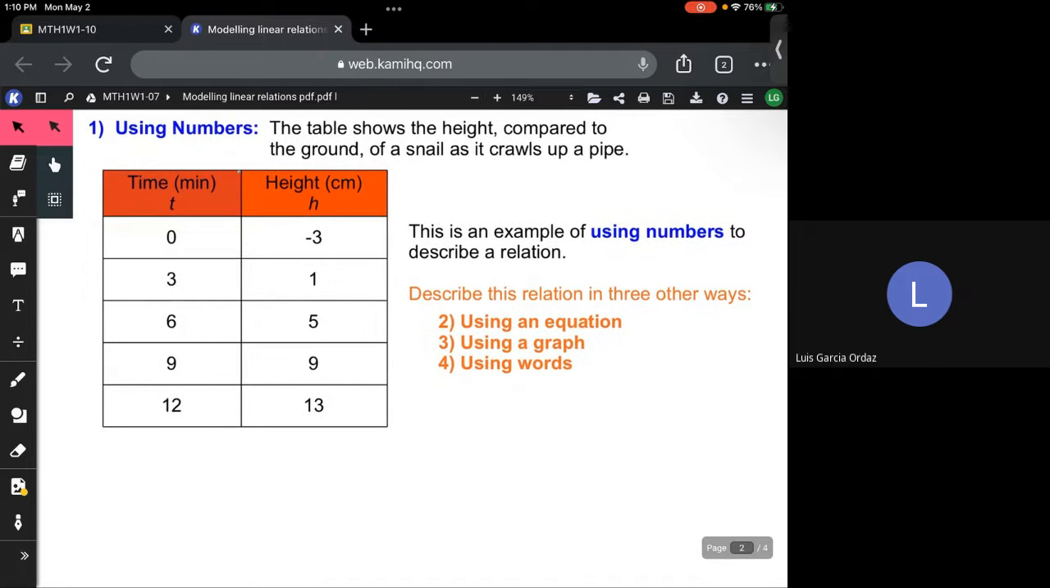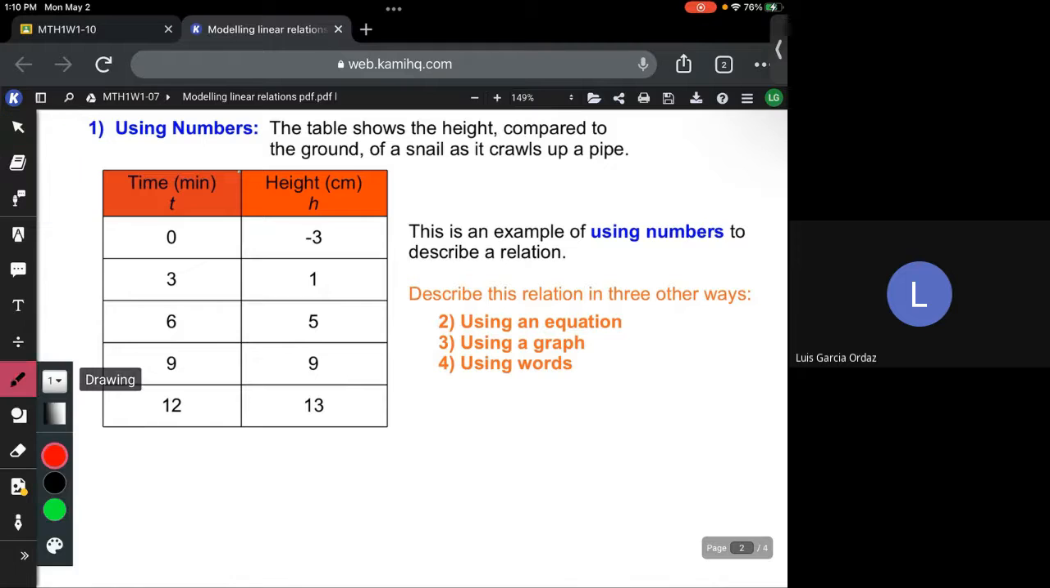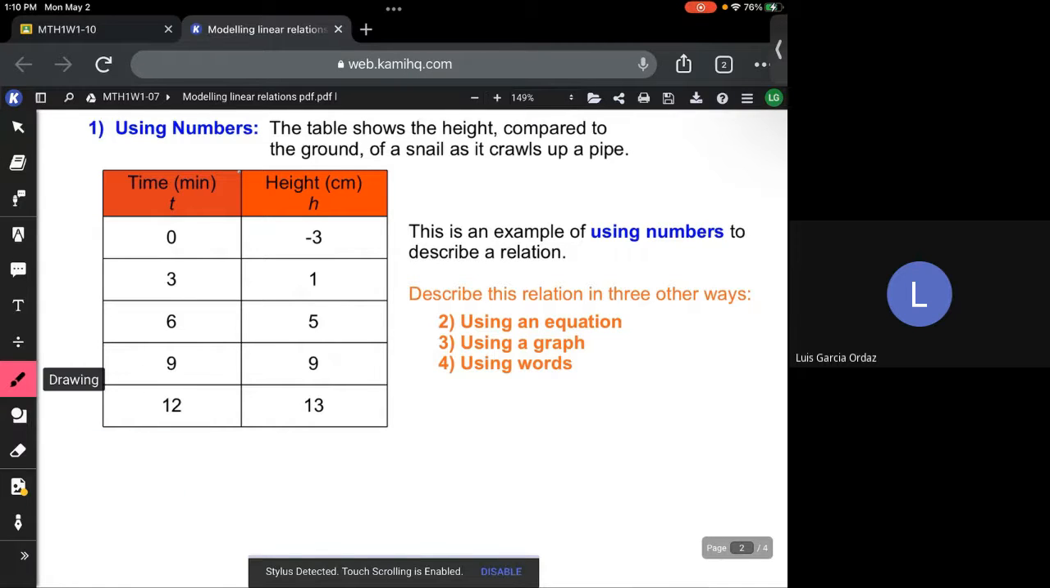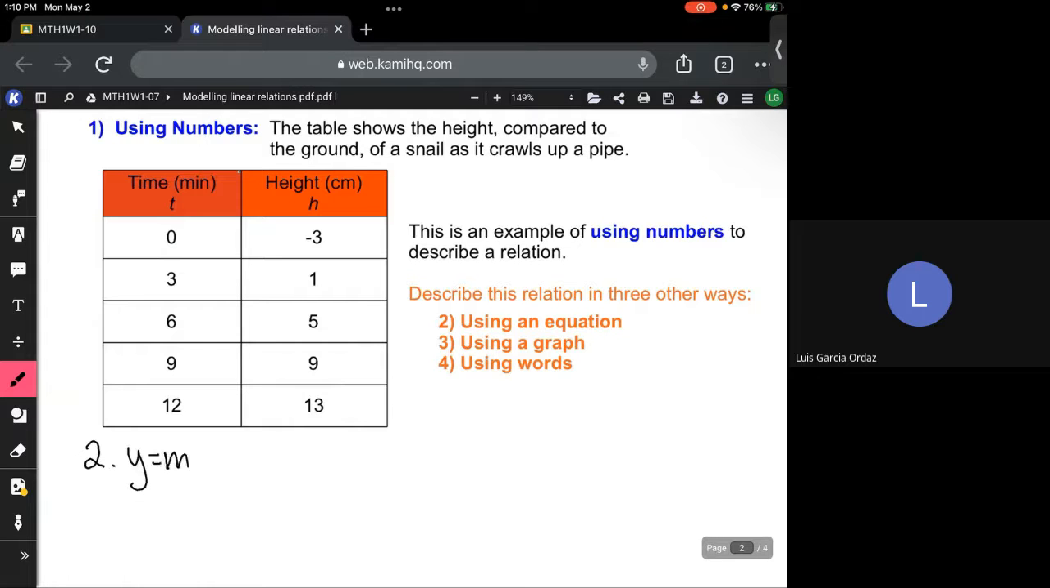So how am I going to find an equation for this table of values? What's the first thing I have to do? How do I usually write my equation of a line? You do y equals mx plus b. Okay. So based off our table of values, what is the one thing that we know for sure? You know your b. It's 0 and -3.